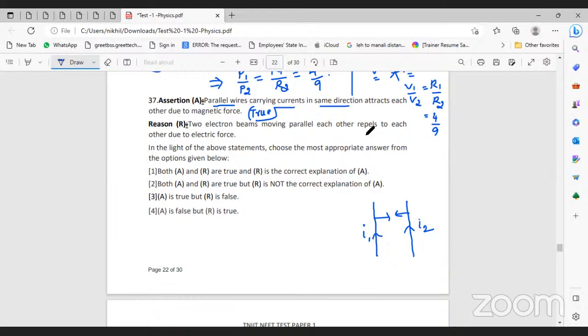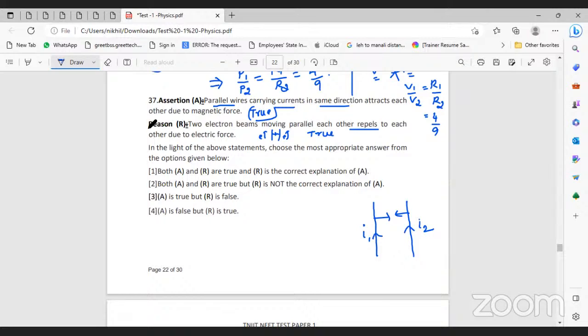Now, two electron beams, how they are moving? They are moving parallel to each other due to electric force. If the two electron beams are moving parallel, these two electrons should repel each other or attract each other. Because of the electrostatic force, they will repel each other. So this is also true.